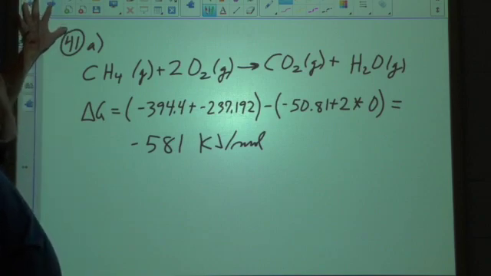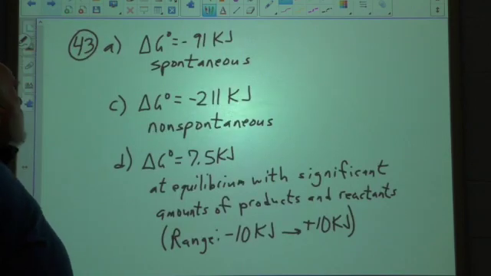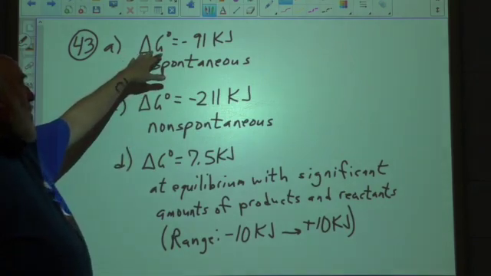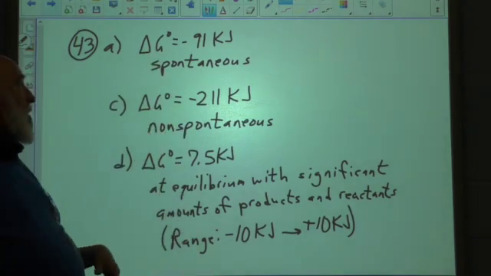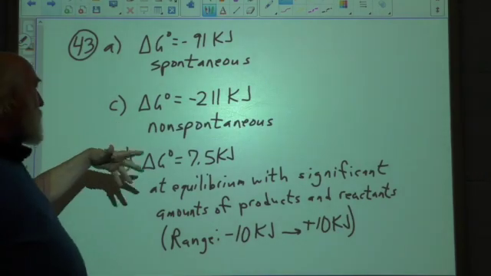All right, and the last one is a pretty simple one. They give you the delta G value. They want you to give the interpretation of what it means in terms of spontaneity. So delta G here is negative, it's exergonic, that means it's going to be spontaneous, so you write down spontaneous.